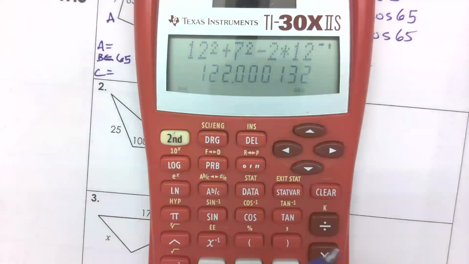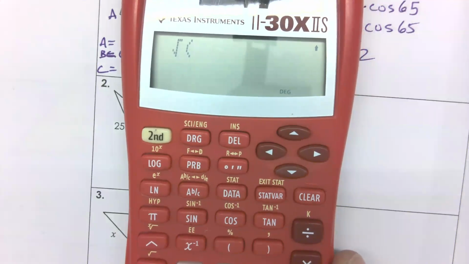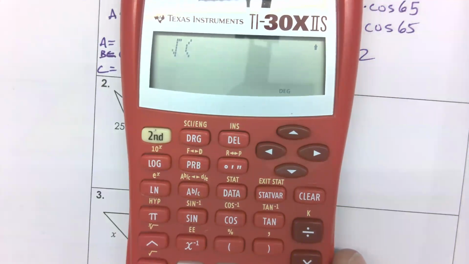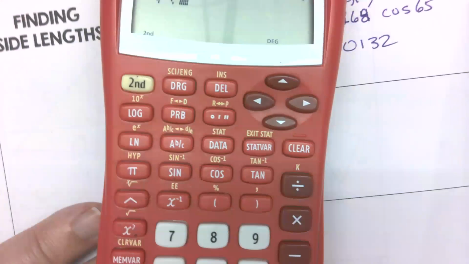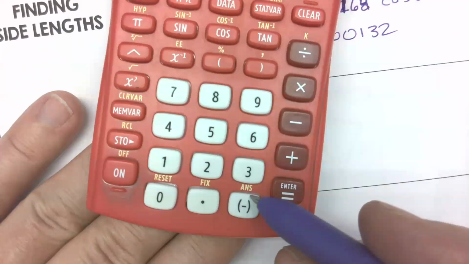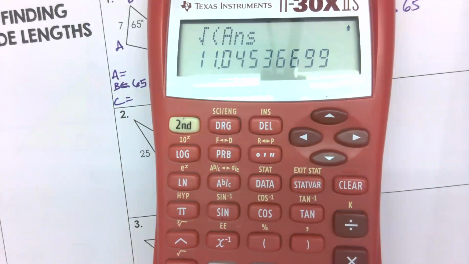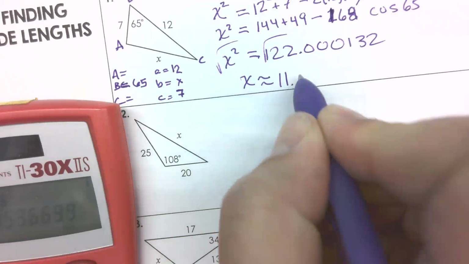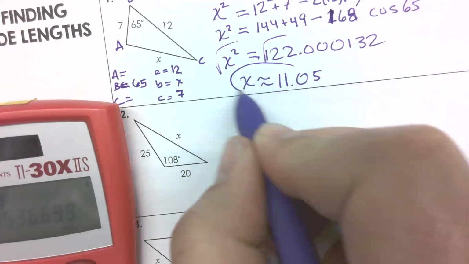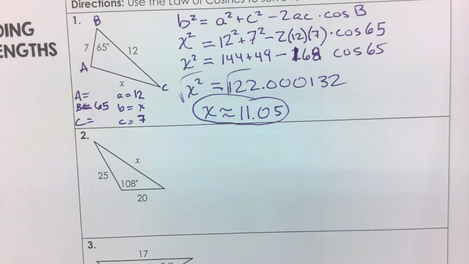I'm going to press second squared, which gives me the square root. What do I want to take the square root of? That last thing I had. So I can press second, and then the little minus sign at the bottom where it says answer above it. And what that does is it takes the square root of my prior answer and gives me the result, 11.05. All right, would you please do number 2?